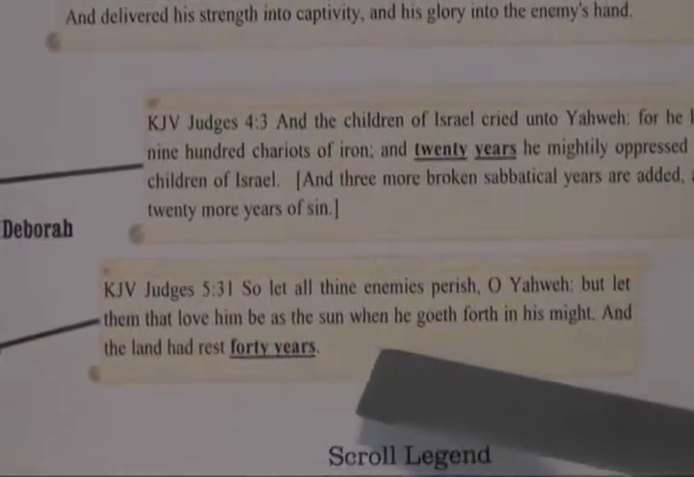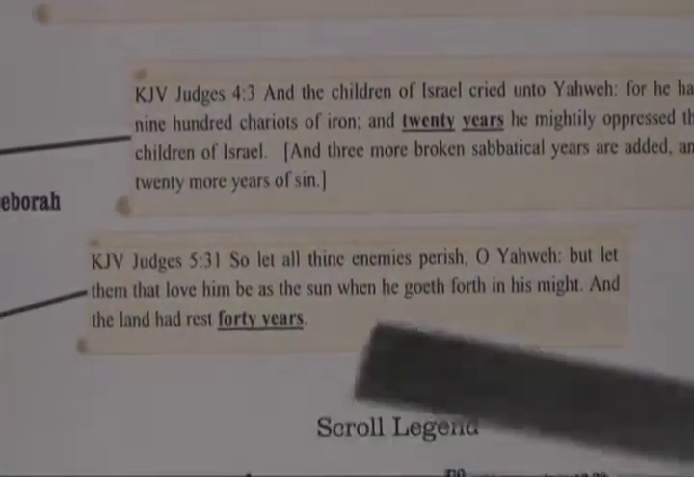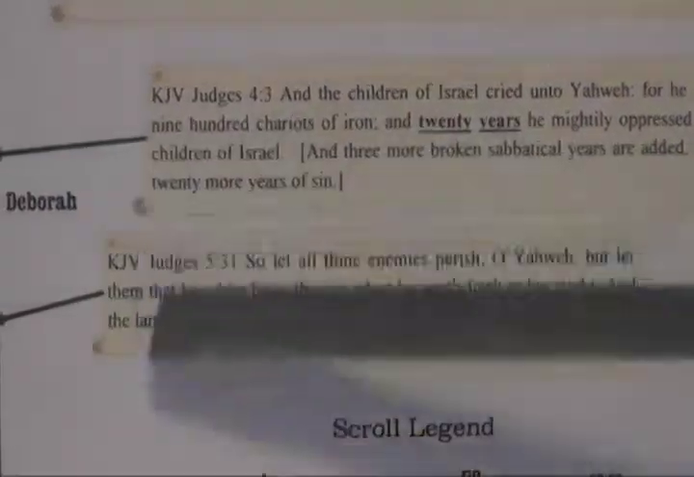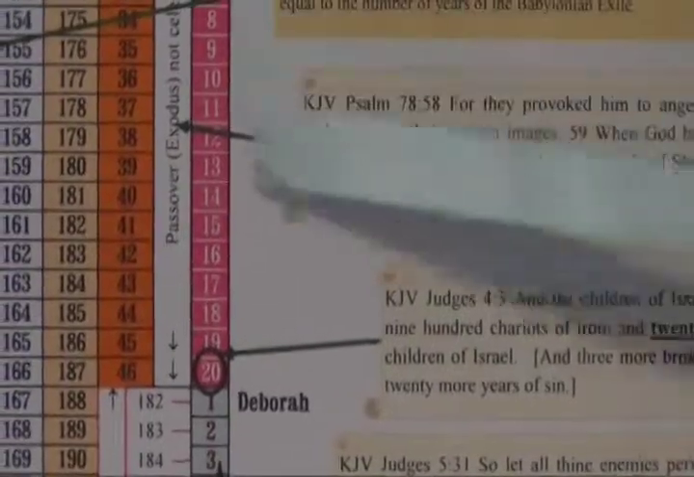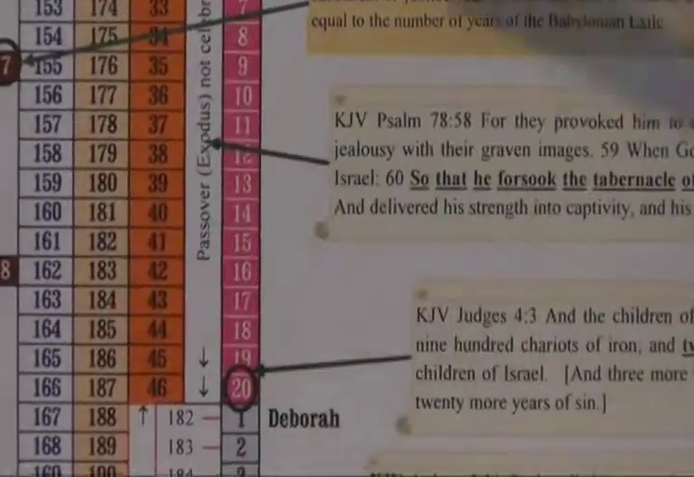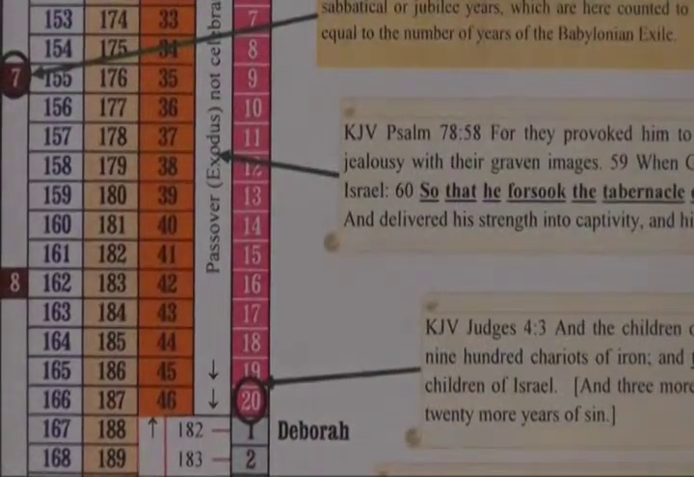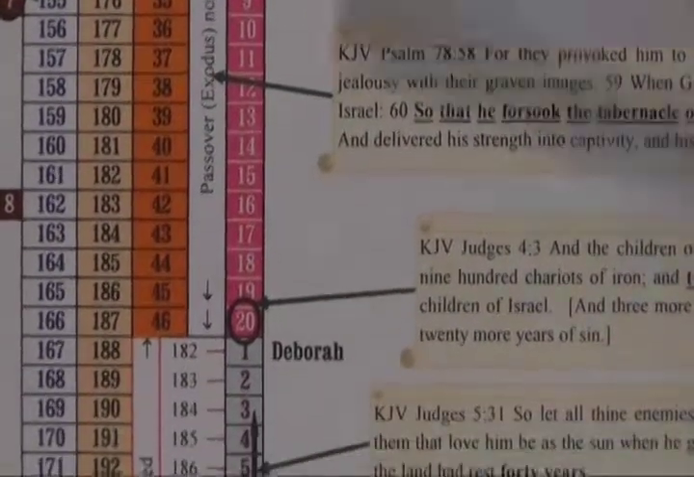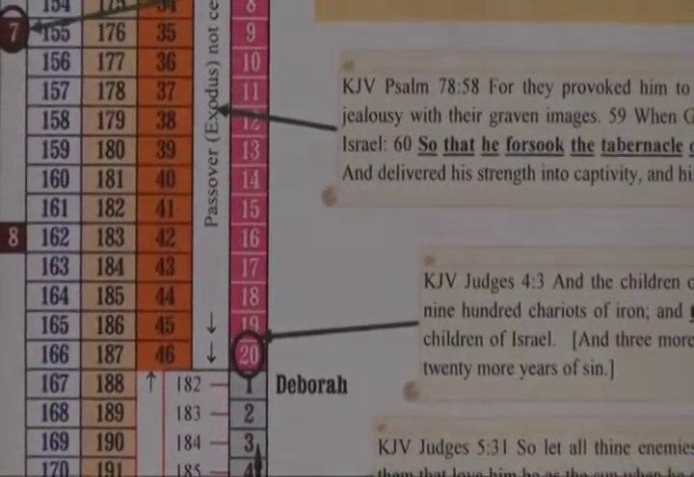And it says here in Judges 5:31, and the land had rest 40 years. So again, the text is cluing us in that these periods of time are not to be overlapped. The oppression, servitude, enslavement of Israel is separate from the time that the judges ruled, or when they had rest from their enemies and servitude.